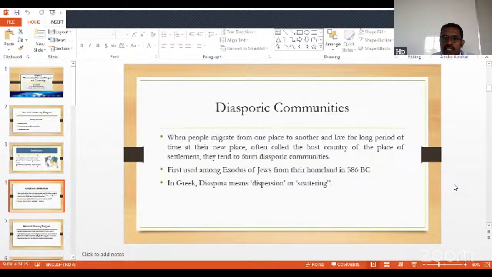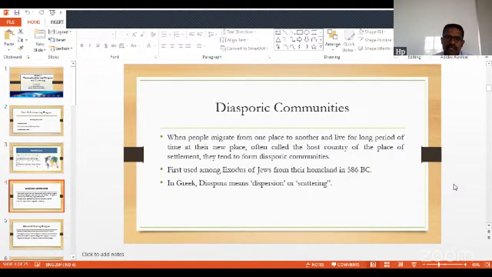People of the same ethnic groups, same language, same citizenship, we form a group over there. So this is called a diasporic community. When there is a transition from migration to diasporic communities. So a migrant, I migrate from one place to another.